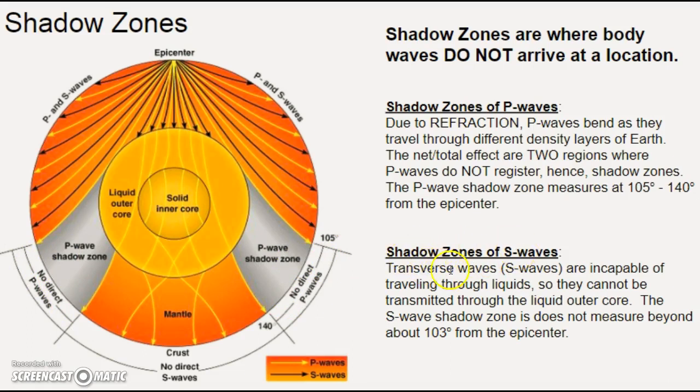Whereas shadow zones of S waves, or the transverse waves, they are incapable of traveling through liquids, so they cannot be transmitted through the liquid outer core. The S wave shadow zone does not measure beyond about 130 degrees from the epicenter, so about the same location. You get P waves and S waves. This location right here is about the same location where there are no S waves entirely through this region here.